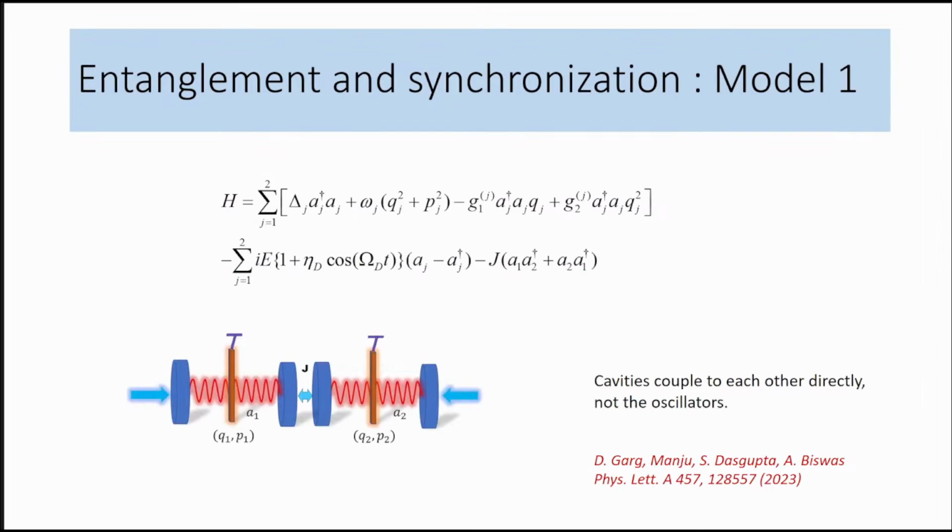Our first model is, again, an optomechanical setup where the two oscillators are not directly coupled. Rather, they are in the middle of the cavity modes. However, there is a tunneling between the two cavity modes via J. And the two cavity modes are also modulated. This paper was published this year. This is a joint work with our students Devender, Manju, and my colleague Ashok. So here the oscillators are not coupled. That's the major difference I wanted to emphasize.